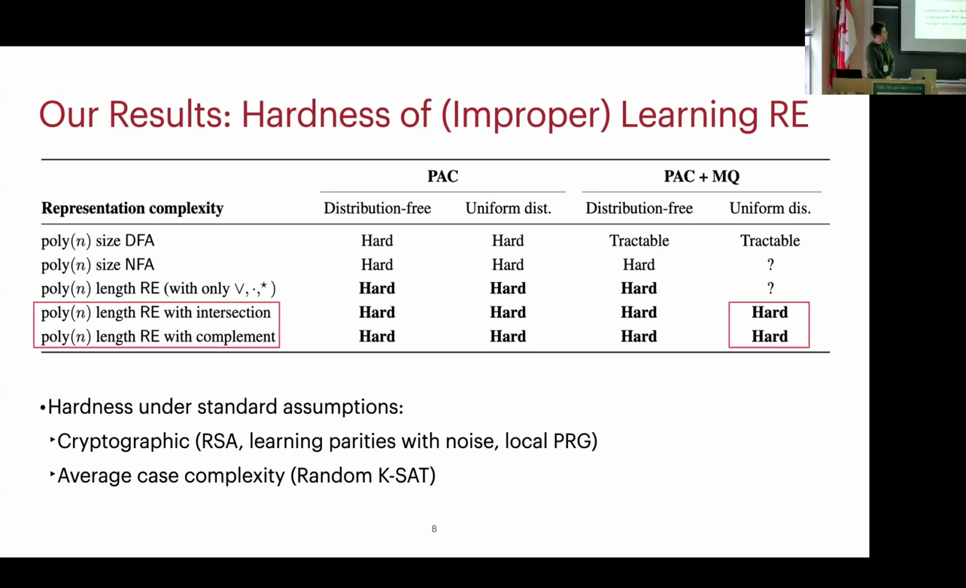Then we said, okay, we want to prove hardness also for the uniform distribution. We can show that if we allow the regular expression to have more power with negation or complement. So this is an extended regular expression.